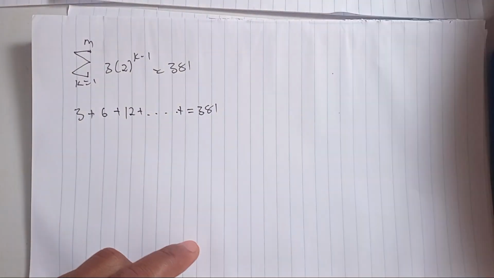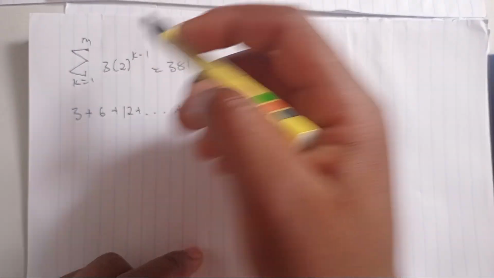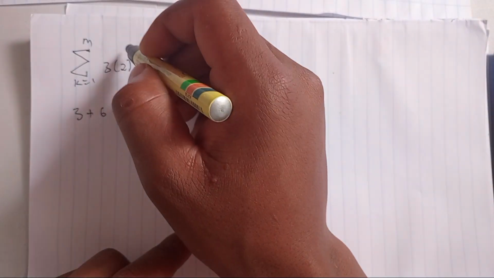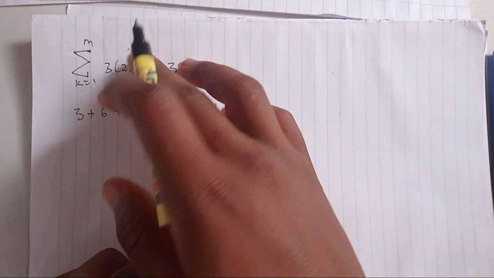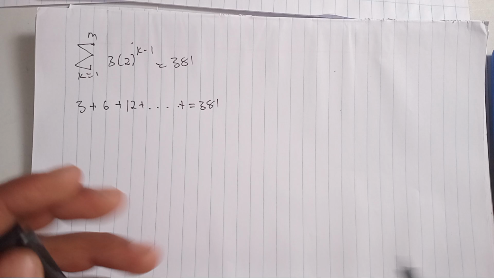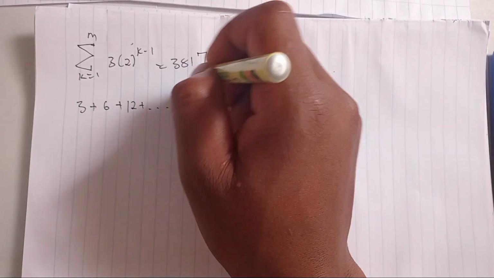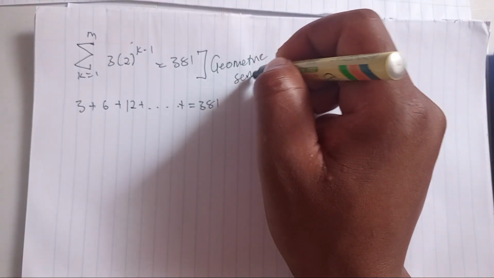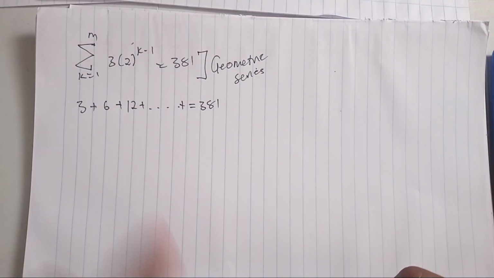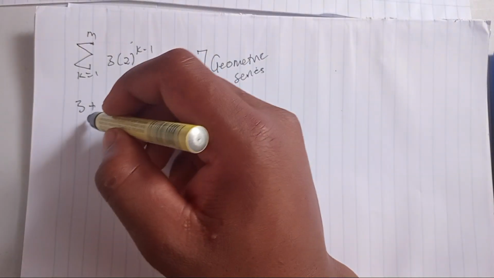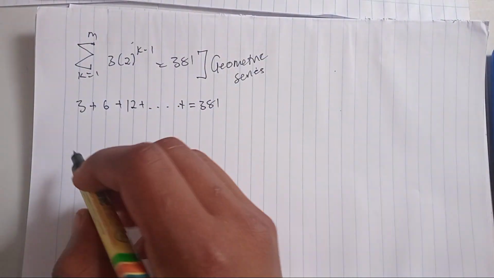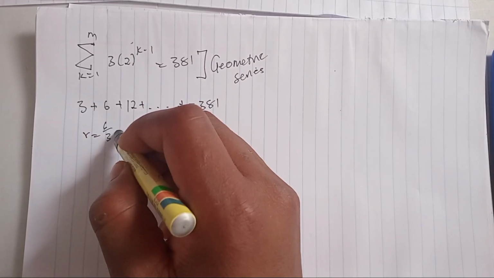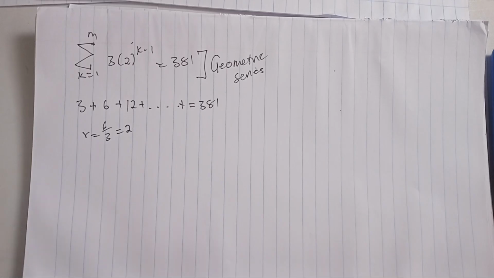Now we identify the type of series that we're going to have. The second step says identify the type of series. Guys, I've told you that if the k is an exponent, it means that it's a geometric series. We are still dealing with a geometric series. So now let's work this out. We have to find the ratio. The R is going to be 6 divided by 3, which is equivalent to 2.